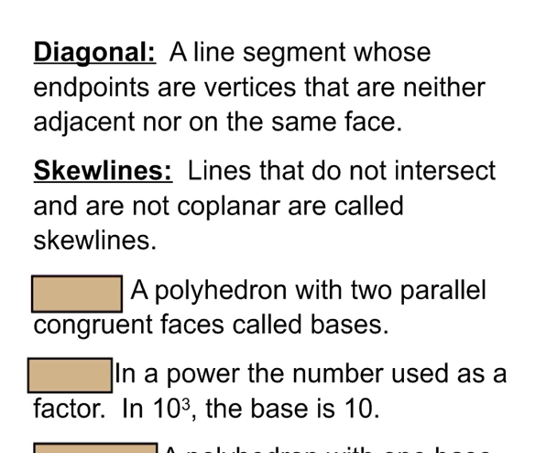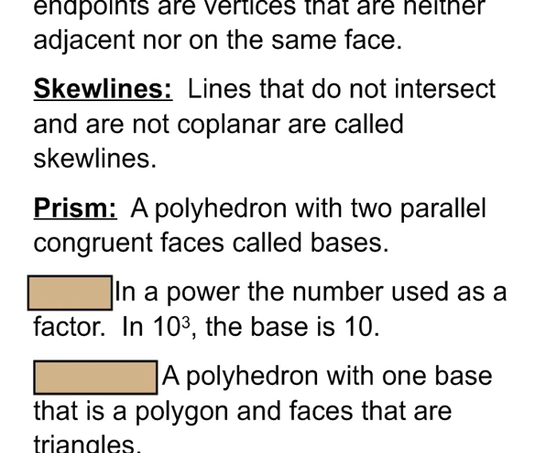Lines that do not intersect and are not coplanar are called skew lines. So they don't cross because they don't lie in the same plane. A prism is a polyhedron with two parallel congruent faces called bases. Two bases, a top and a bottom, they're the same shape.